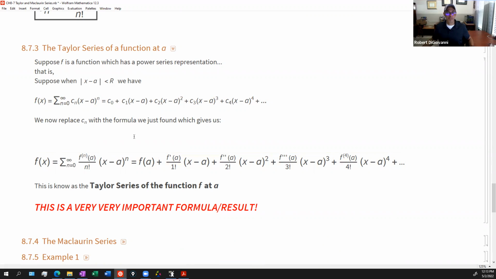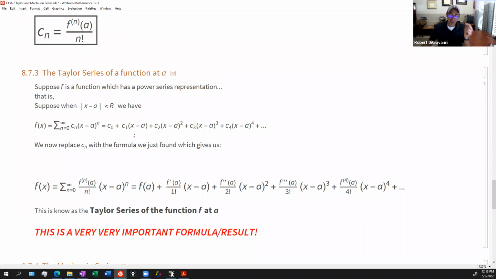This is a very, very important formula result. If you hand me a function now, so long as I can take derivatives of it and evaluate it at these points, I should be able to come up with the series for it. Now, a Taylor series is basically a power series centered at A. A here can be like our shifting left and right. It's very general because you can move this series wherever you want.